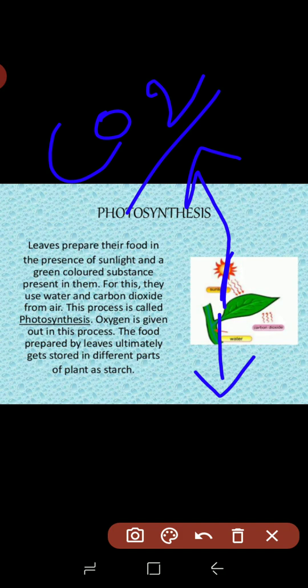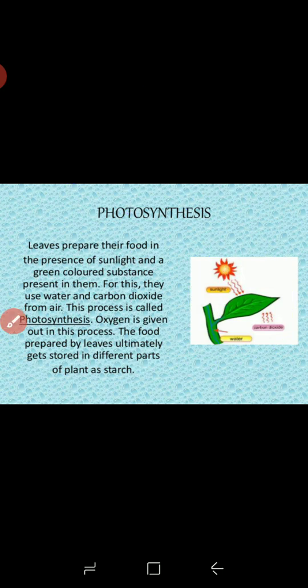Okay, and this process is called photosynthesis. They make food in the presence of sunlight, okay, with the help of chlorophyll.